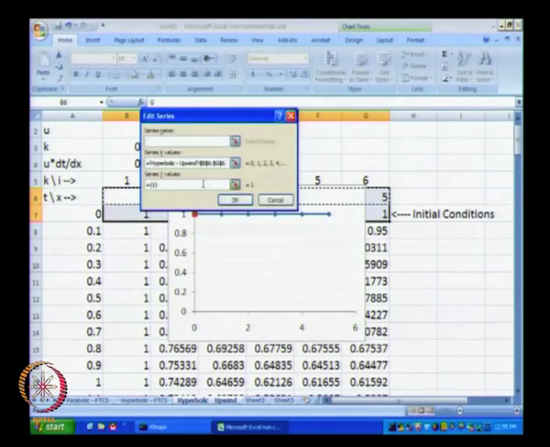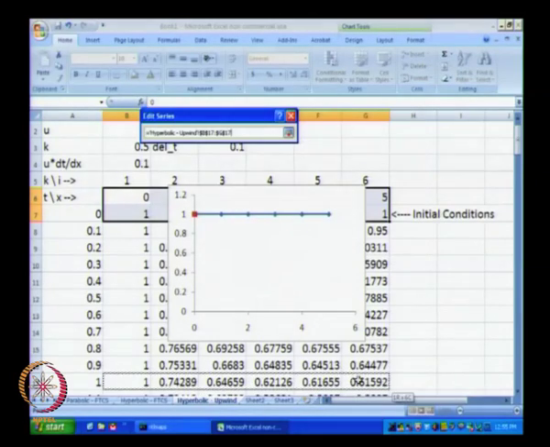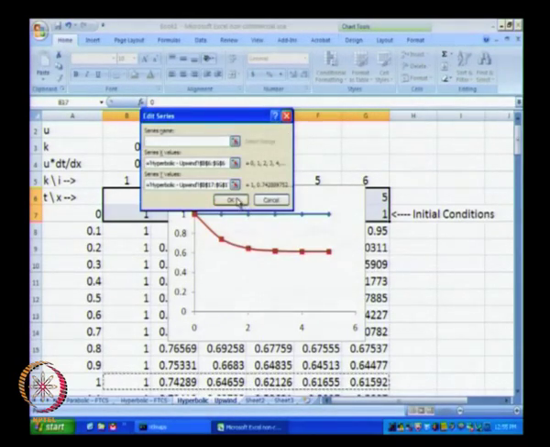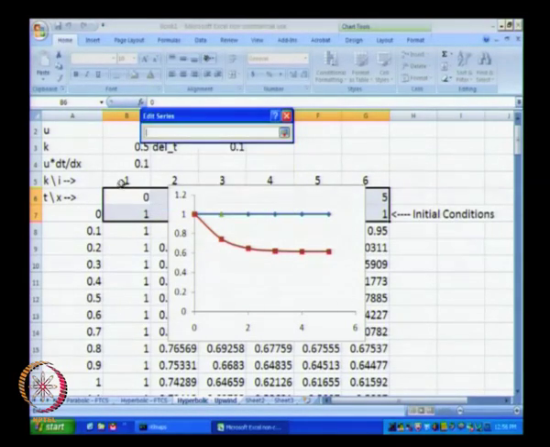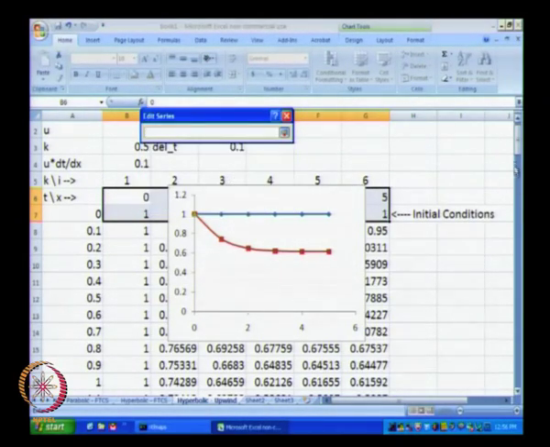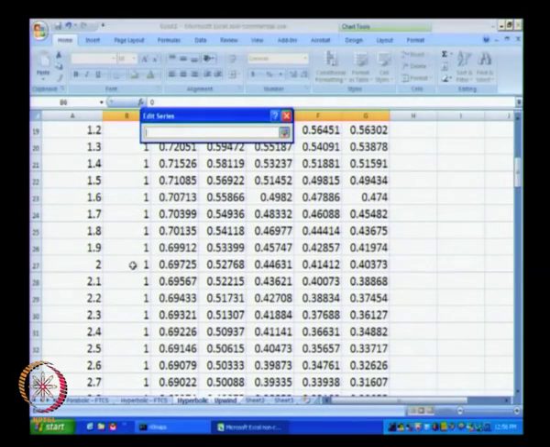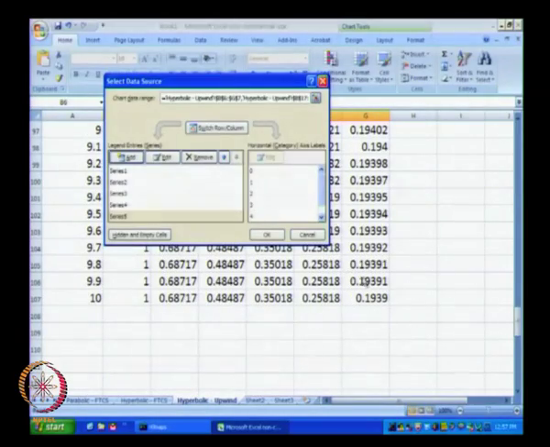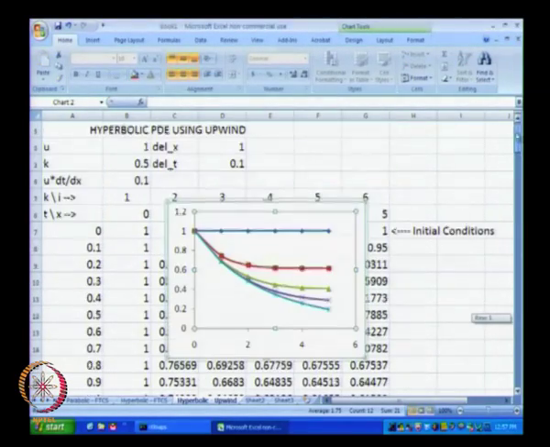This is the x axis, the concentrations along the length of the reactor are going to be the y axis, and that is at time 1. I will add one more series, and that is going to be at time 2. The x axis data remains the same, the location along the reactor, and the y axis data will be the data at time 2. This is going to be how the concentration changes in the reactor with time and space.